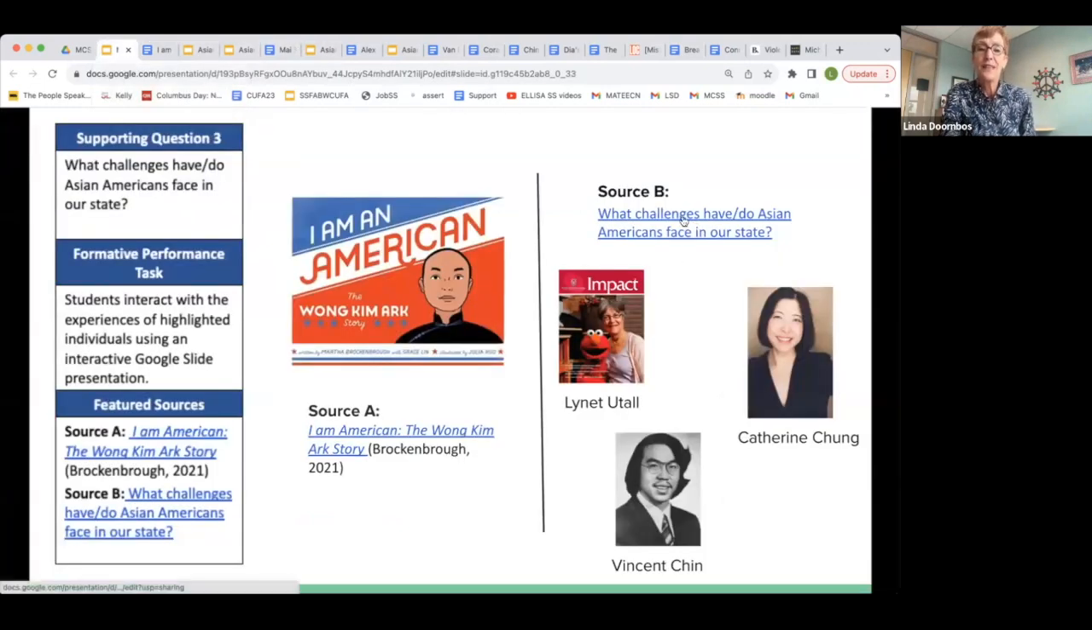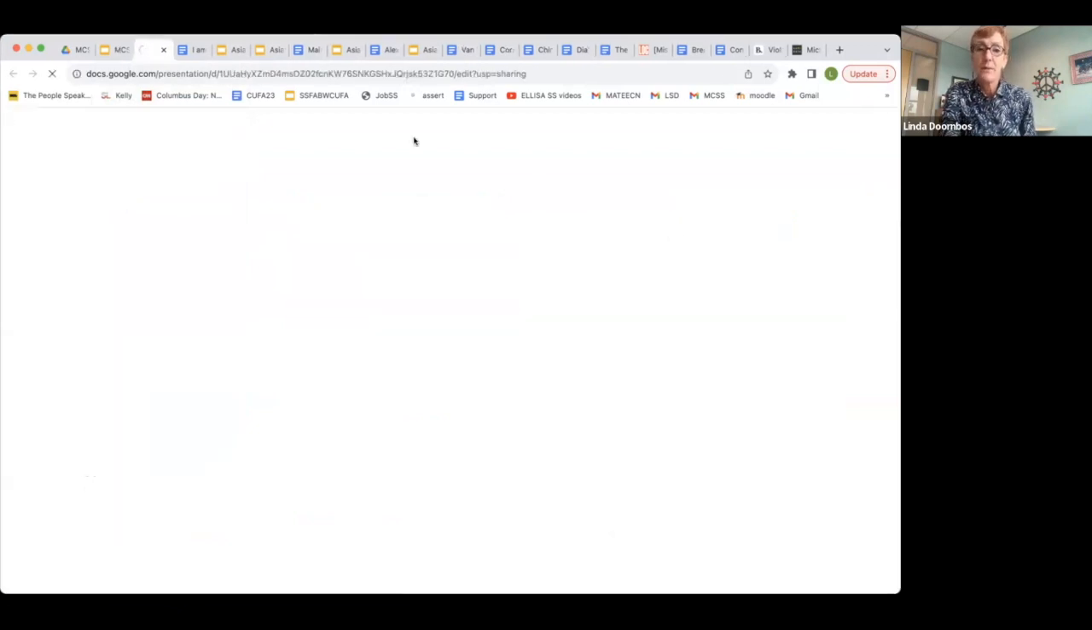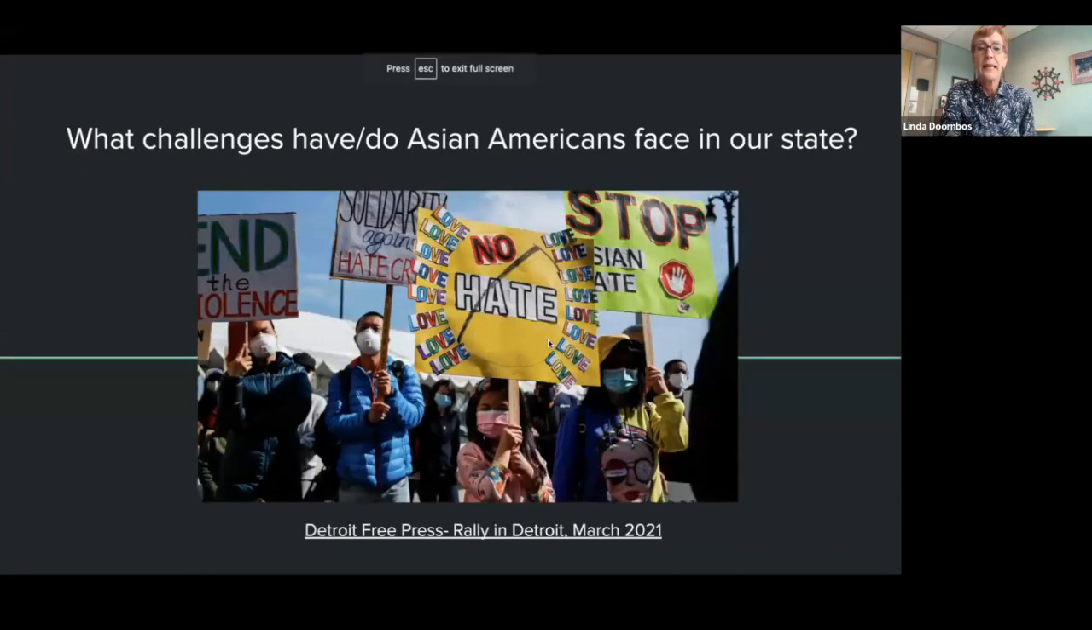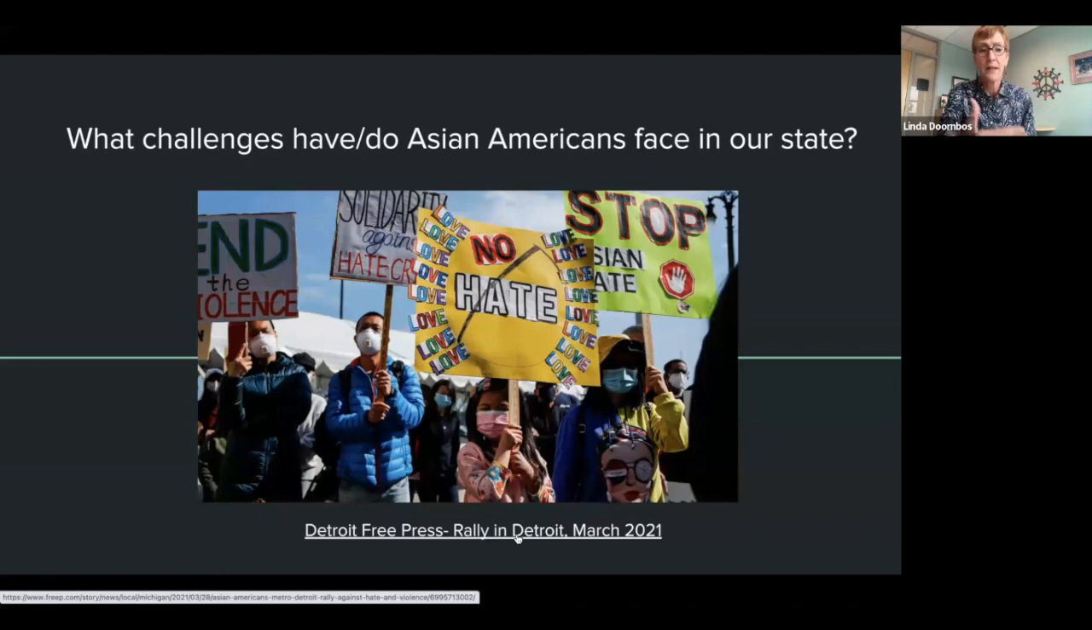And then to investigate the question, what challenges have and do, I have created another PowerPoint here, and I am going to open this up. This is about a rally that took place during COVID, after some extremely difficult anti-Asian American crimes. There's a speech there by one of the people that we just saw, and I'm not going to take time to do that right now, but you do know that it's there.